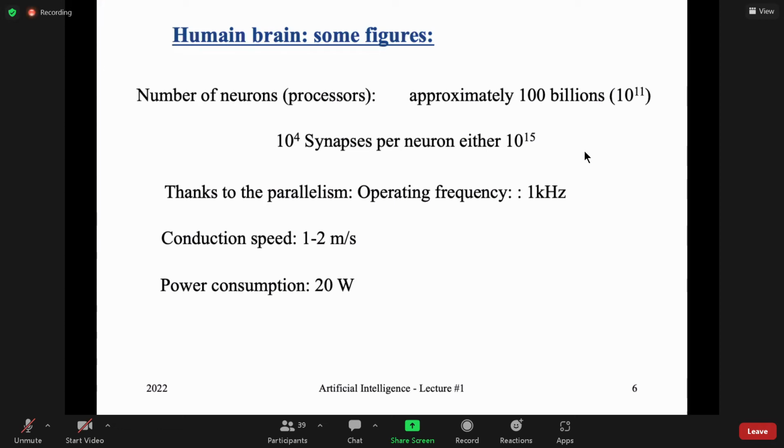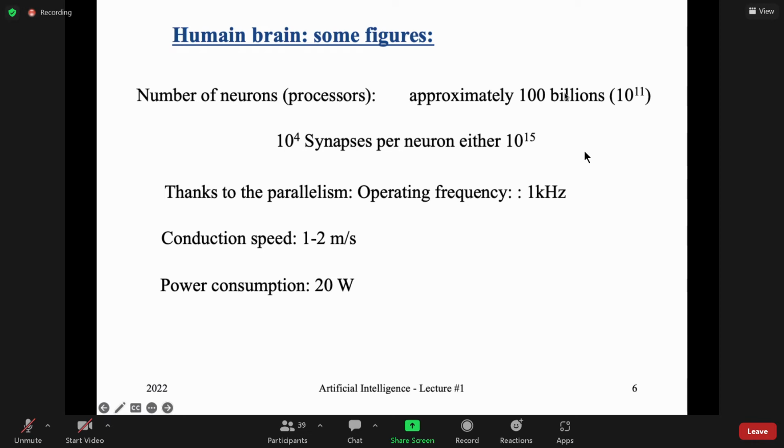Okay. Thanks to the parallelism inside our brain, we can operate at 1 kilohertz. So it's very slow, in fact, in comparison with, for example, 1 gigahertz frequency in a classical computer, okay? And to do all these operations, it takes only 20 watts to do that for 100 billion neurons.